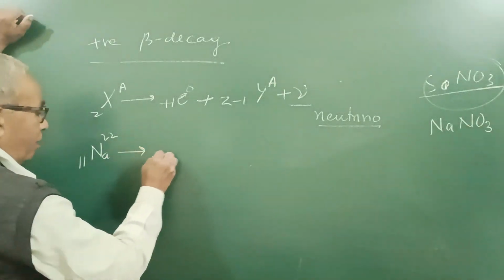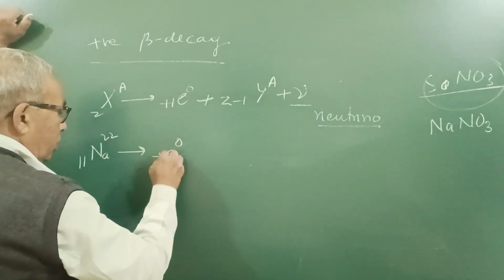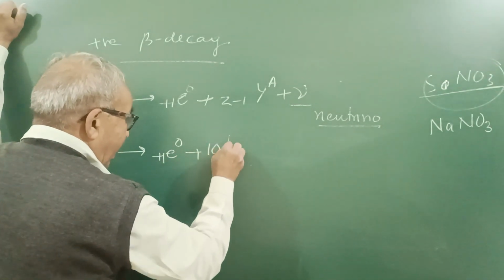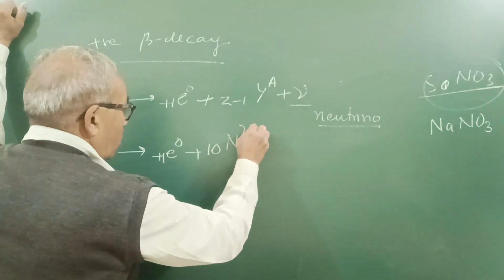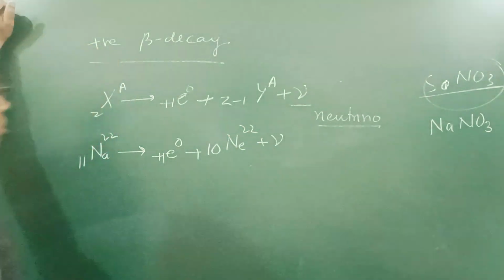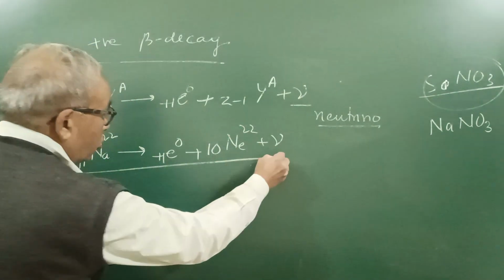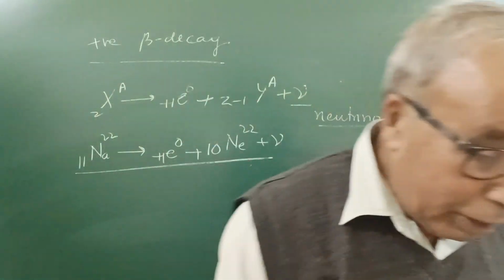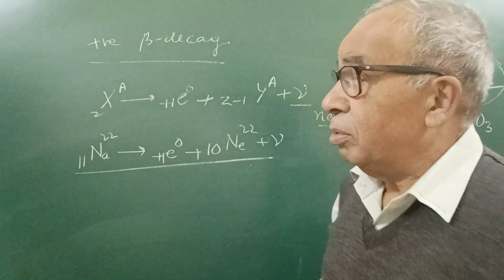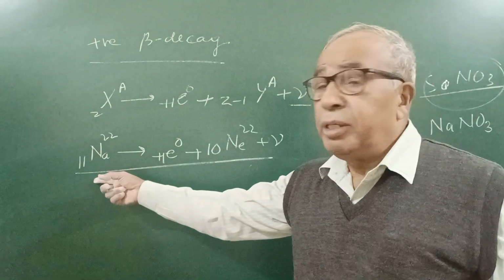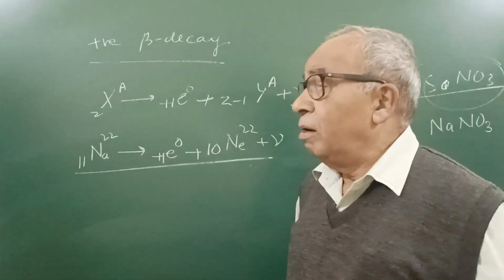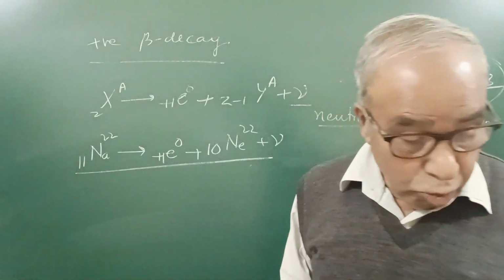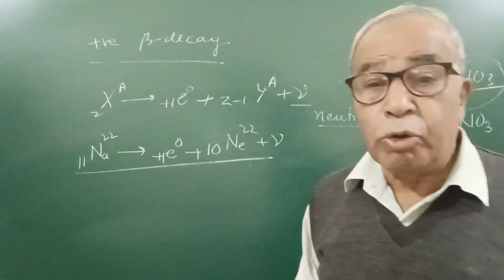So beta decay: +1e0 plus 10Ne22, neon, plus neutrino. This way positive beta decay is also one of the activities shown, and this has been verified practically in cosmic ray shower. Now you may ask me what is cosmic ray shower.